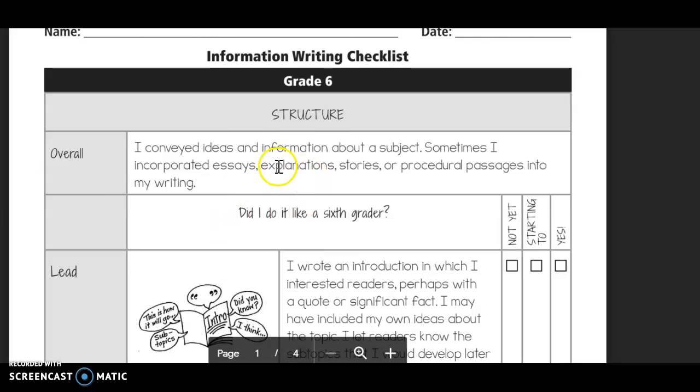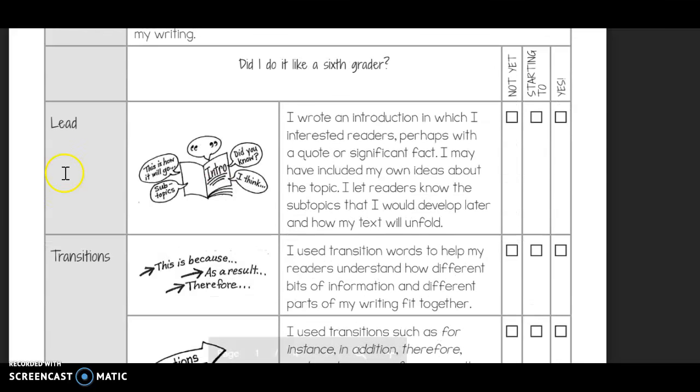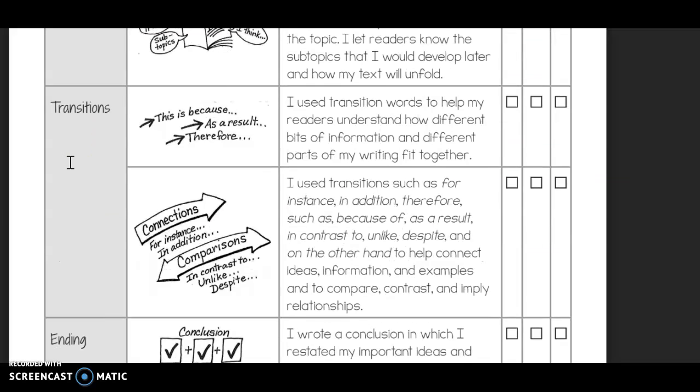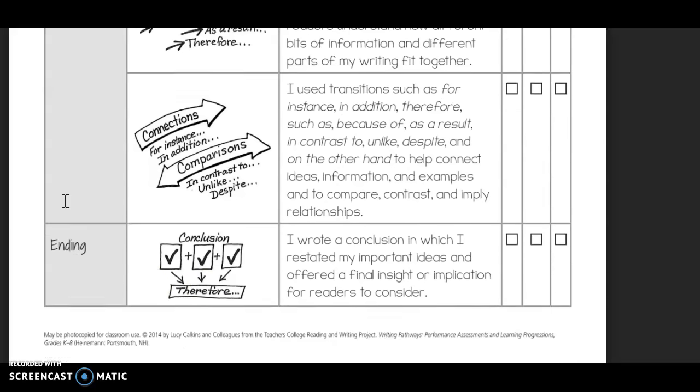Overall, the idea is to show information about a subject. You can incorporate different kinds of modes to do that, and we'll talk about that later in the week. But right now, we're just looking at what elements I need in my project, okay? The first one is a lead, right? So how do I grab my reader, like a hook or introduction. Next will be transitions. We're going to be looking to see, does this person in the presentation have ways to transition from one topic to the next or one piece of information to the next?